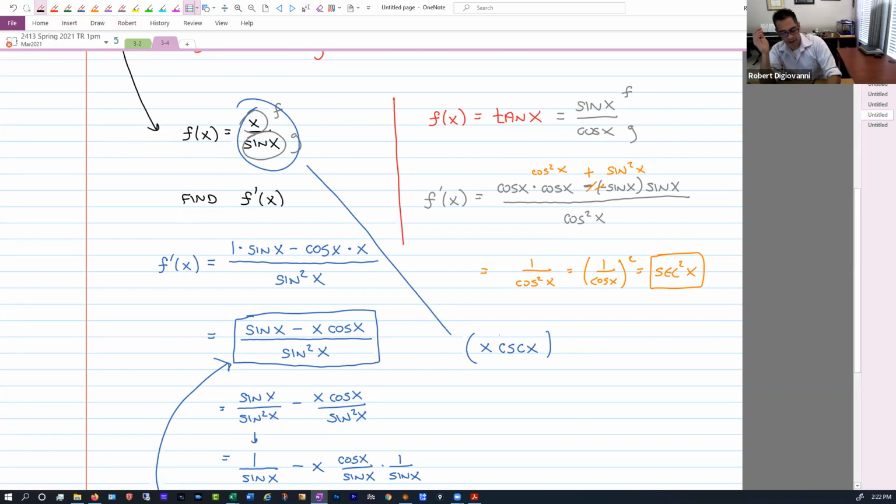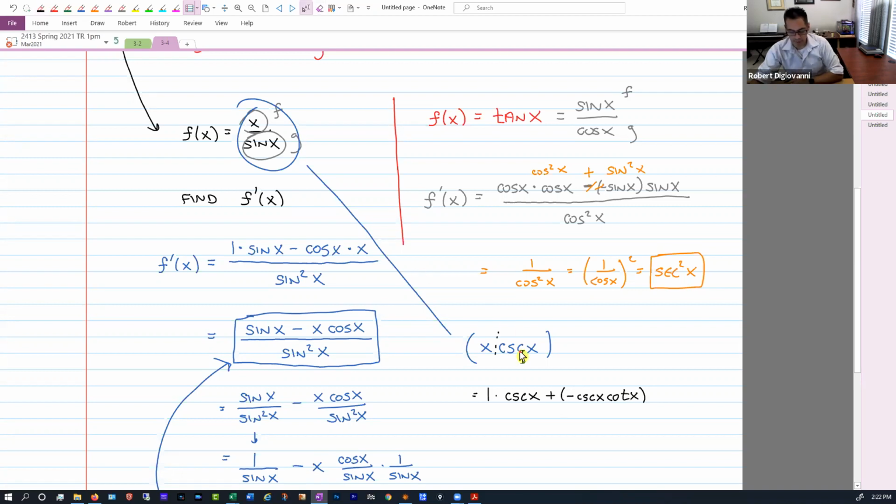If you did a product rule here, it would be the derivative of the first one, which is 1, times the second one, plus, because it's product rule, the derivative of cosecant x. Do you know what the derivative of cosecant x is? No, you'd have to look on your formula sheets or in the notes. I'll tell you what it is. It's negative cosecant x cotangent x. That's the derivative.